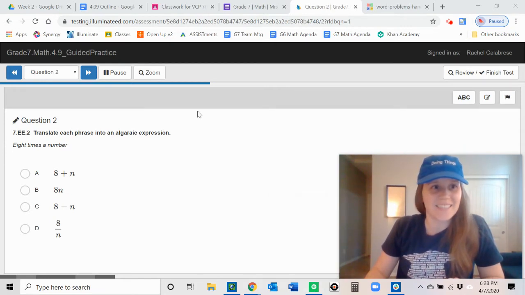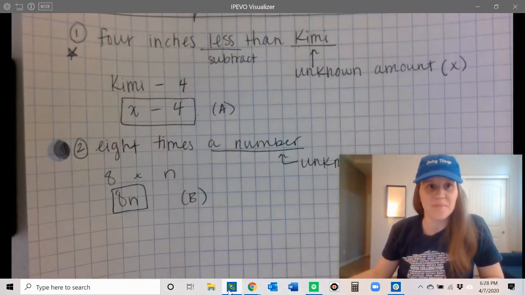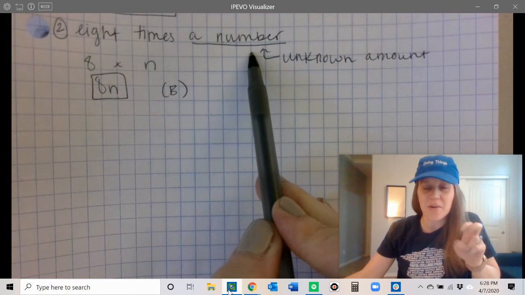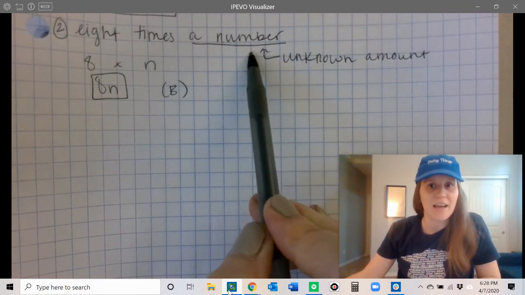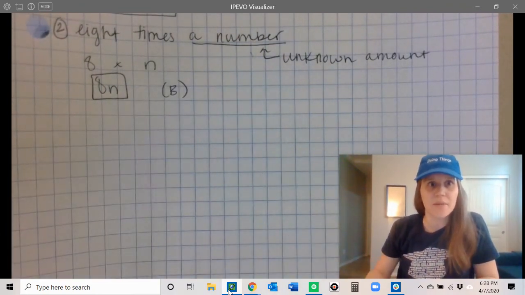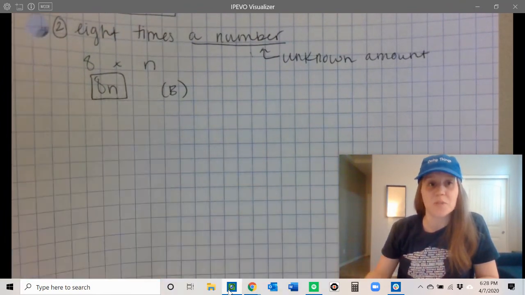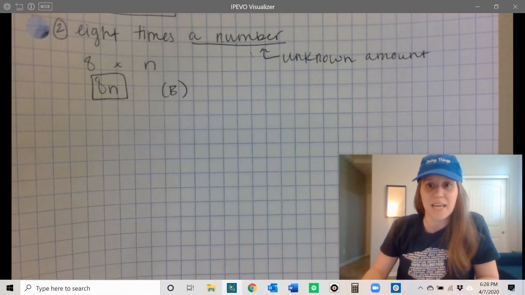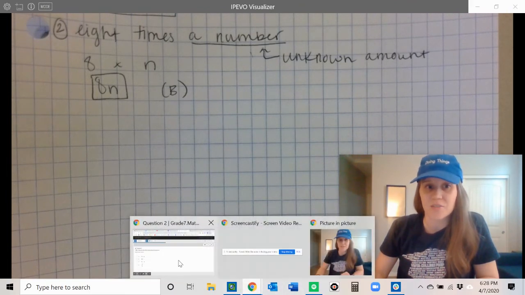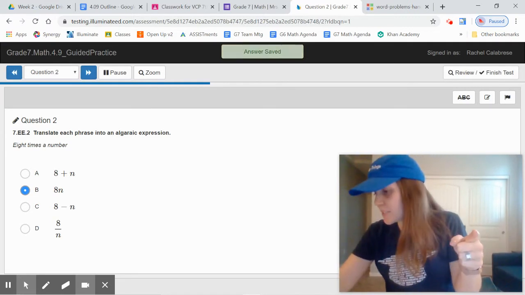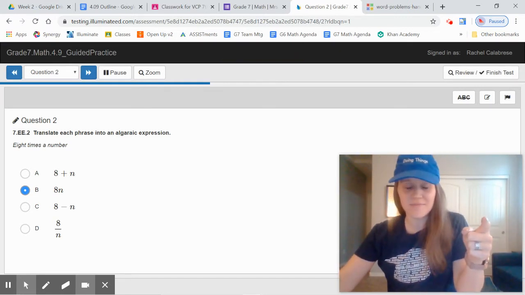All right. For question 2, 8 times a number. My unknown amount is this a number. You'll hear that phrase a lot in algebra. 8 times a number. Remember that when I have a number and a variable next to each other, it means multiplication. So when I want 8 times n, sometimes I need to look at the answer choice that just looks like this, B. Okay. If you got number 2, go ahead and put a star next to number 2.